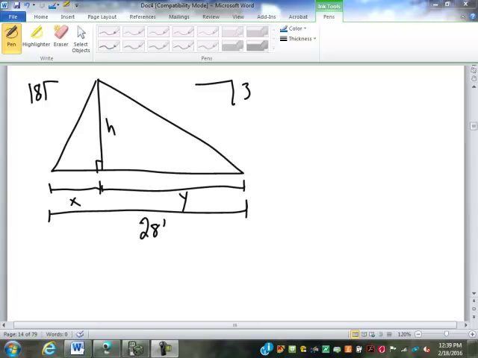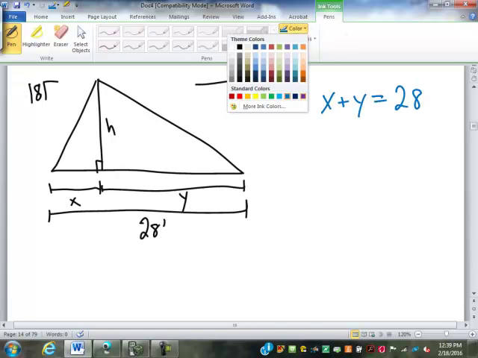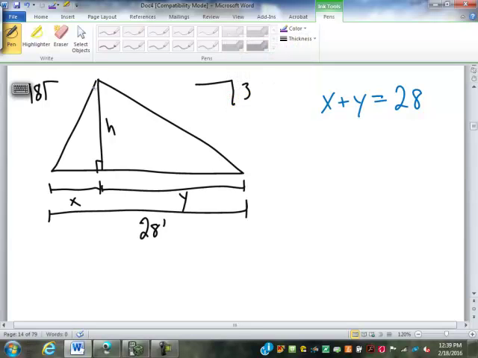Okay, so our first equation is what? X plus y equals 28. Very good. So then we're going to look at individual triangles. We're going to look at this one here.